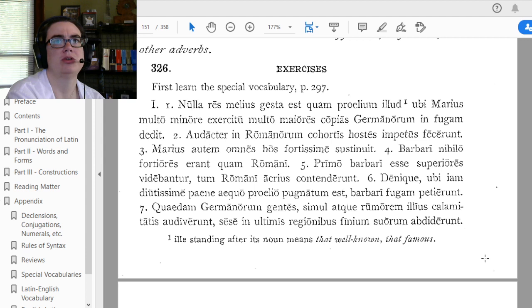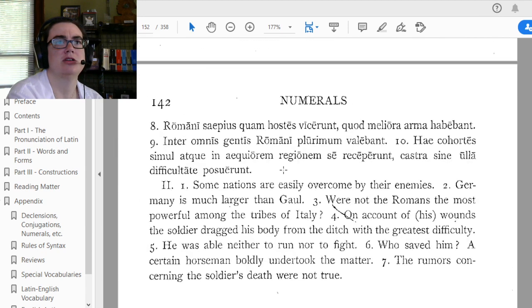Audacter in Romanorum cohortes hostes impetum fecerunt. Daringly, the enemy made an attack among the Roman cohorts. Marius autem omnes hos fortissime sustinuit. Marius, however, held back all of these most bravely. So that's how it really works. Not too hard.